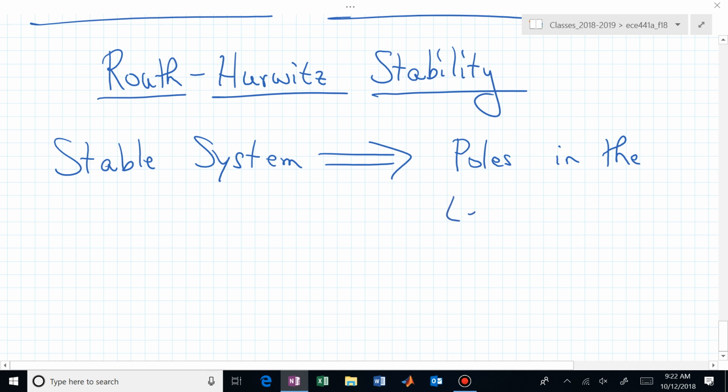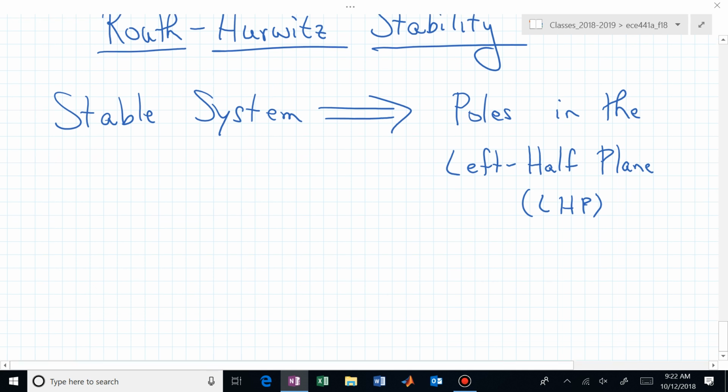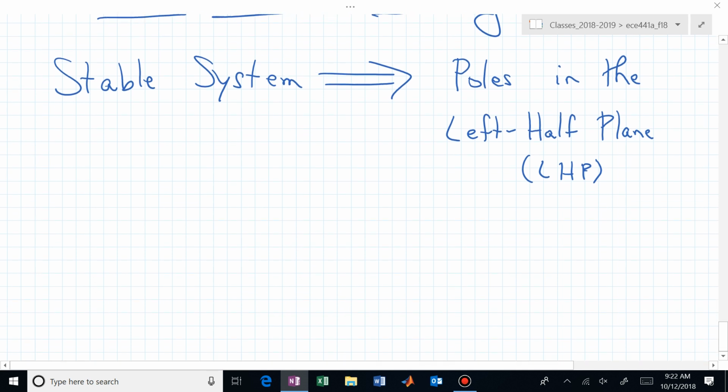A lot of times instead of saying or texting left half plane, you can just text LHP. People will know what you're meaning. Oh, I'm in the LHP. Oh, you're in a stable state, maybe, is how you could interpret that. Whatever that means. All right.